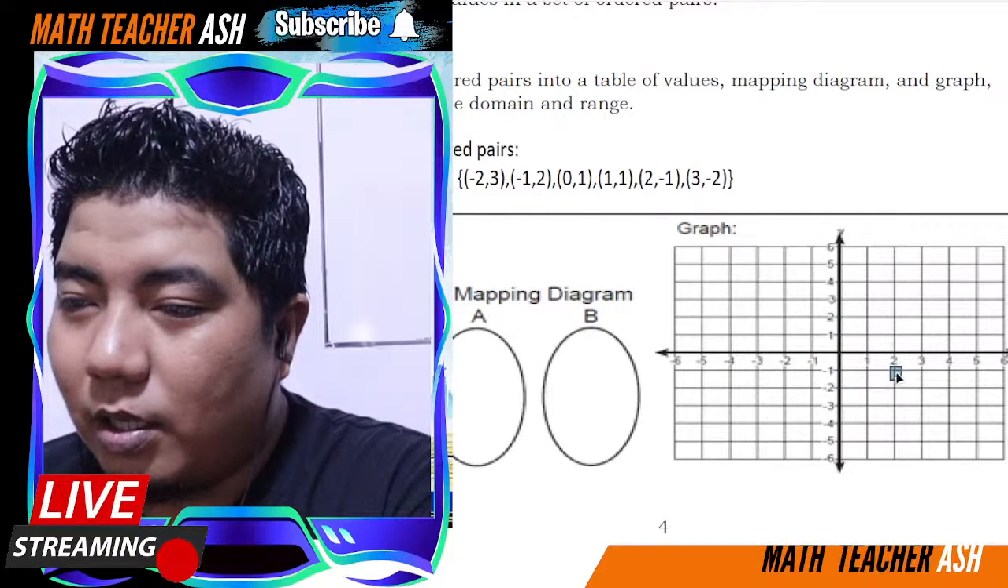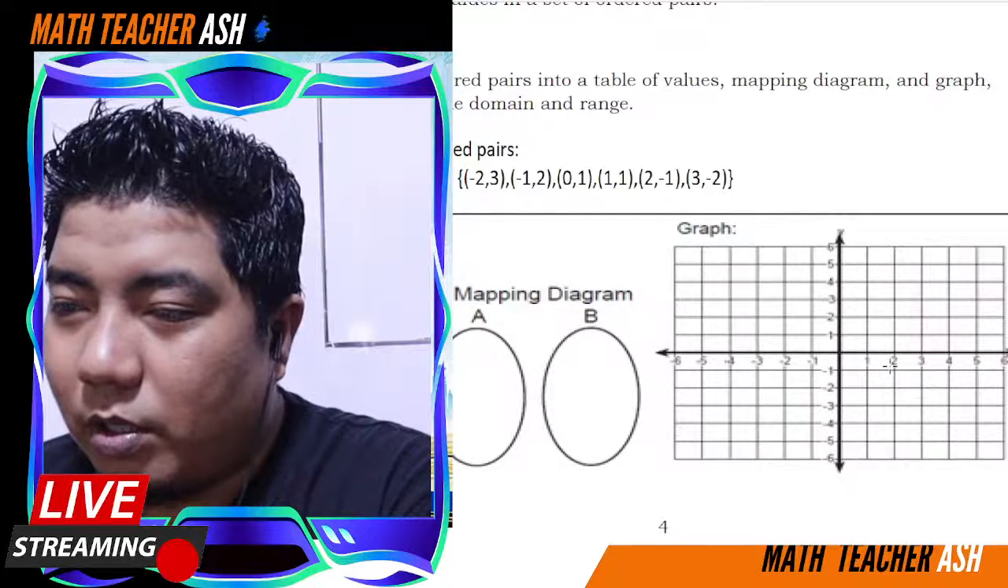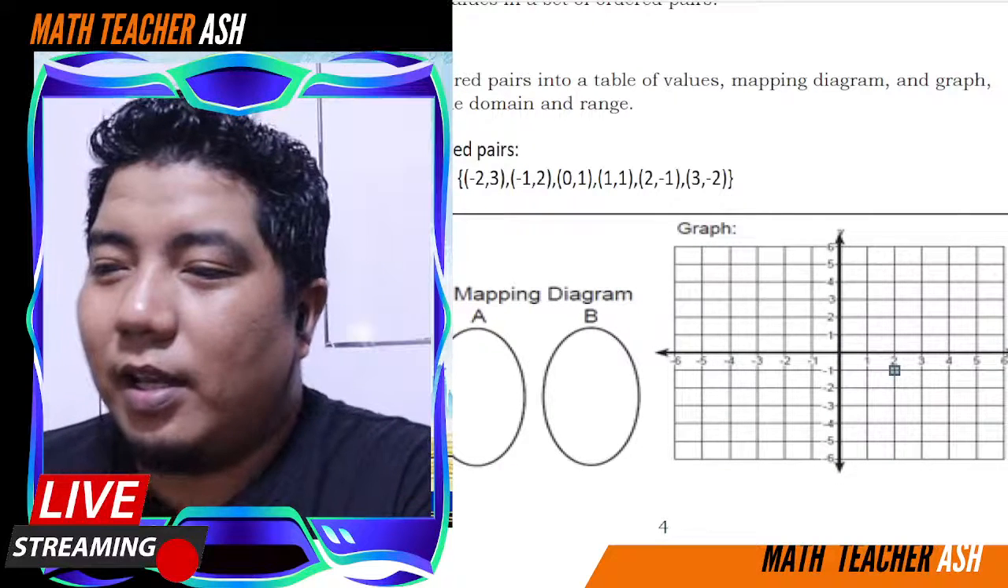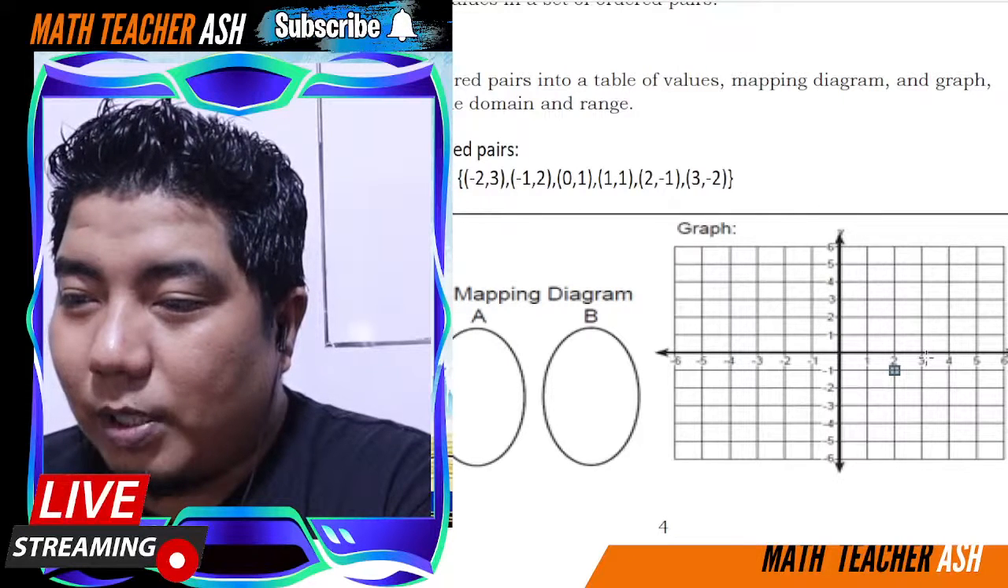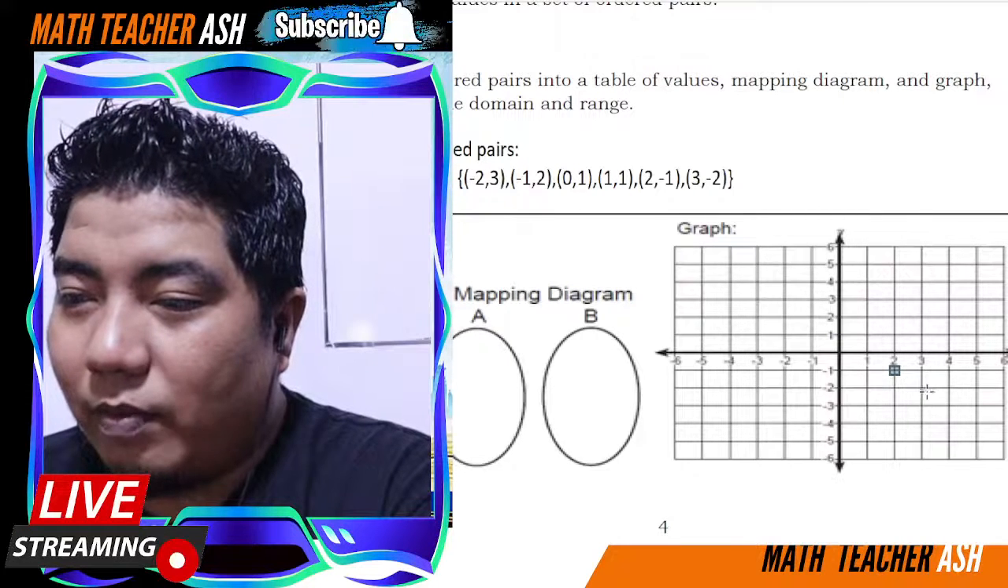Alright. Okay, sorry, medyo hindi siya naging yan. Positive 2, negative 1. And then positive 3, negative 2. Positive 3, negative 2. So we have that here.